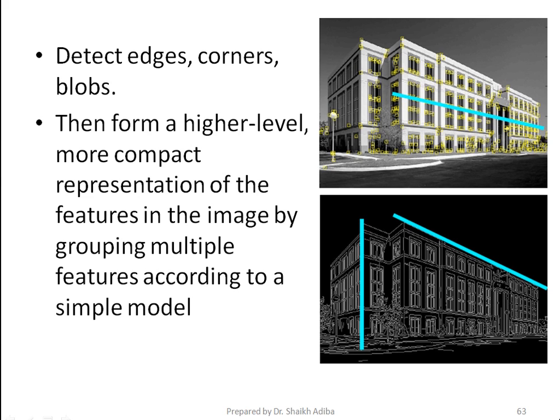Now we can have edge detection or corner detection and even blob detection. First, we'll try to find the edges in the given image, or corners or blobs, whichever is suitable here. Then we try to form a higher level, compact representation of the features in the image by grouping multiple features according to a simple model. Now we are trying to fit the feature points, the data points, taking into consideration a suitable model.